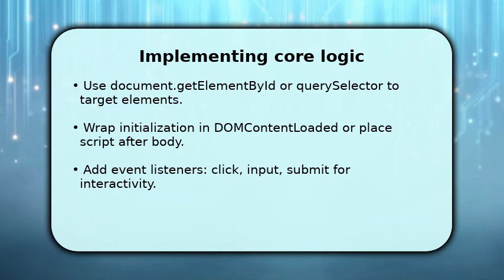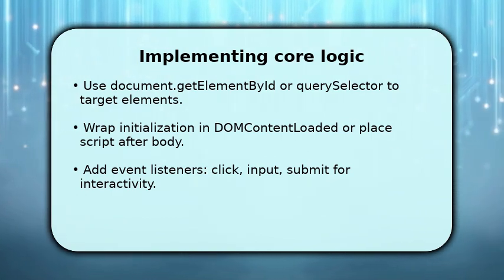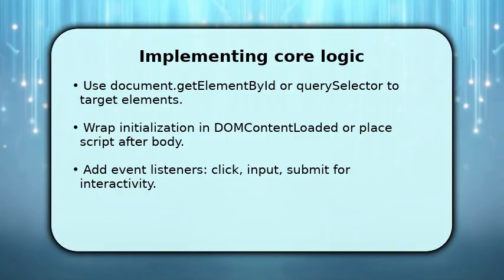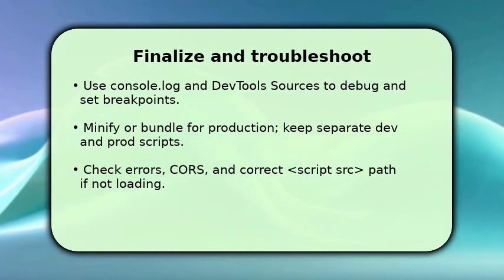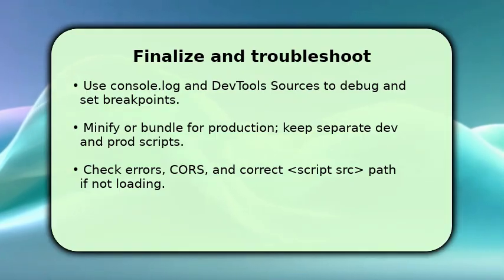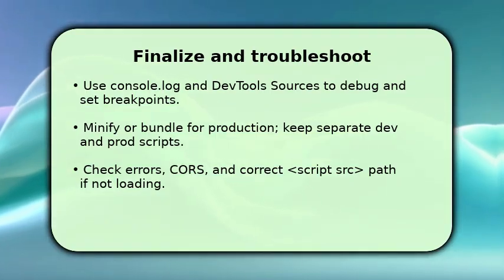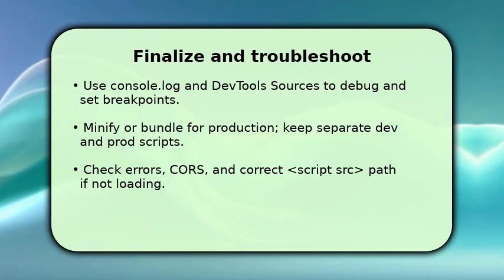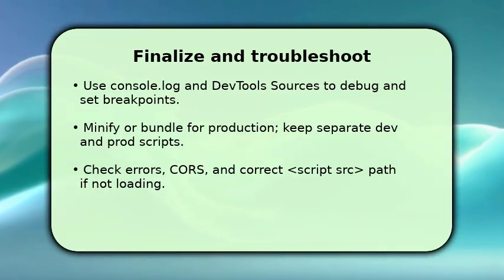Once event handlers modify the DOM, update classes or innerText, then finish by testing interactions and cleaning code. Remove debug prints, modularize functions, and consider bundling for production. Use the browser DevTools console to inspect errors and Sources to step through code. Breakpoints show state so you can find logic bugs.